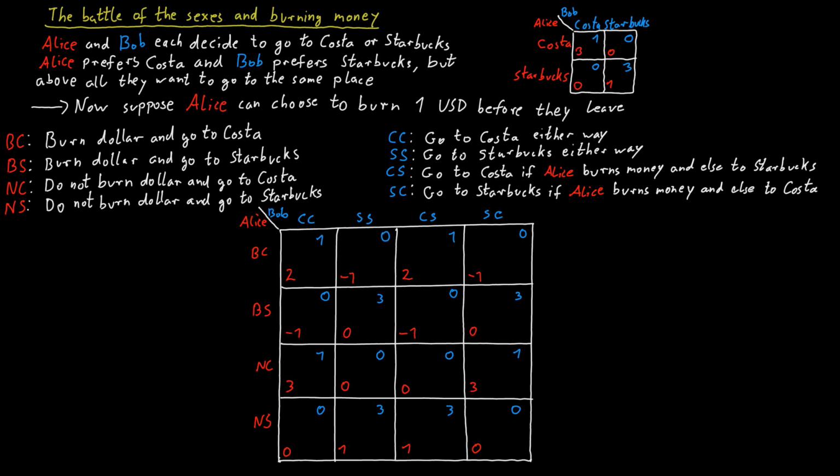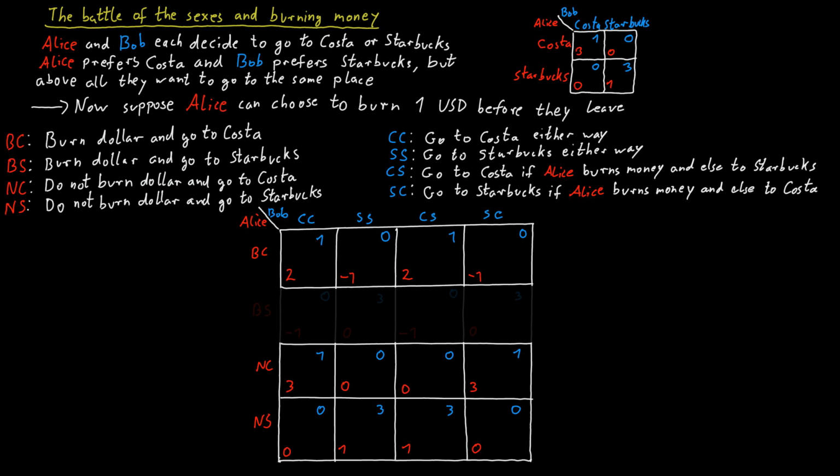Now, let's eliminate weakly dominated strategies from this game. You can pause the video and see if you can find weakly dominated strategies. I will go through the solution in just a second. So the first strategy that we notice is weakly dominated is strategy BS. It's dominated by strategy NC. So we cross out strategy BS, and after this elimination, strategy SS is now weakly dominated by strategy CS.